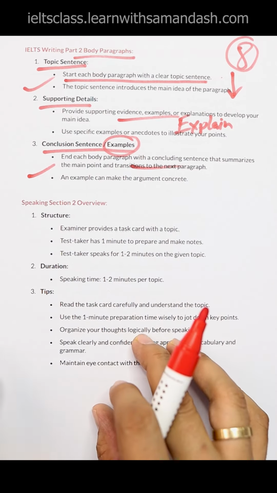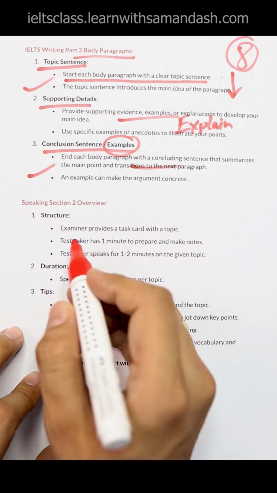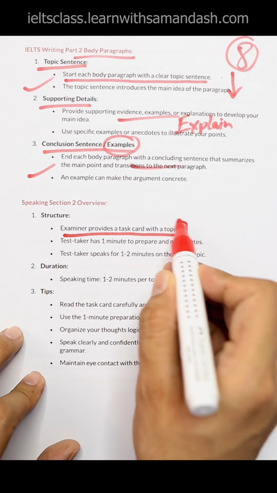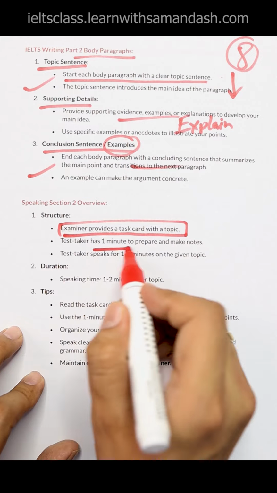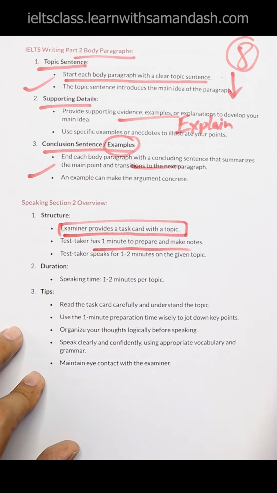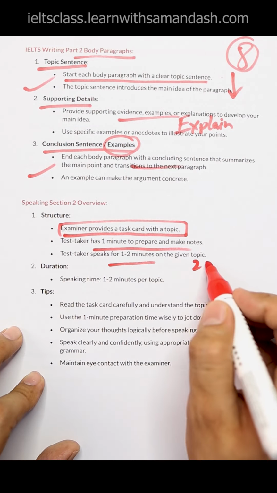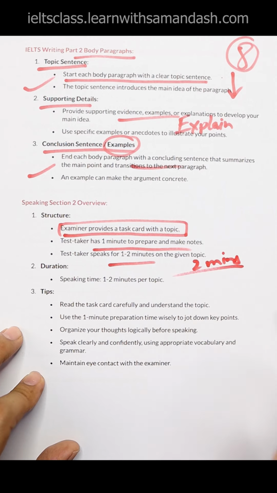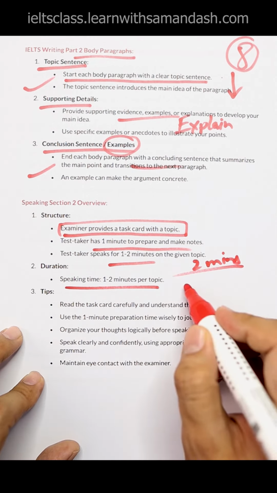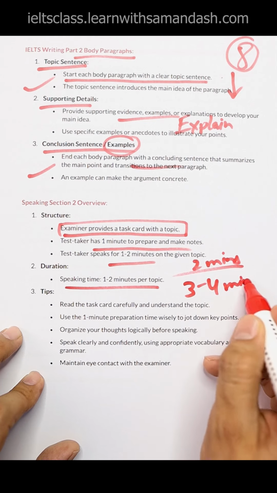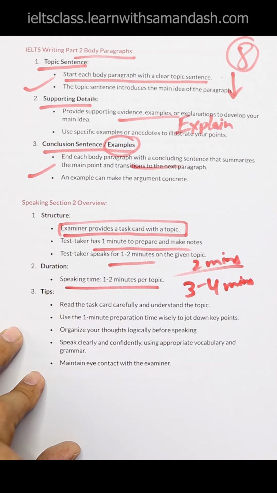In speaking, in part 2, they will provide you a task card, sometimes called a cue card, because you get a cue from that, right? You have 1 minute to prepare for that, and you have to speak for 1 to 2 minutes. I would say be ready for maximum 2 minutes. After that, they stop you. This is your speaking time. So total time is anything between 3 to 4 minutes officially. So, you can see that structure here.